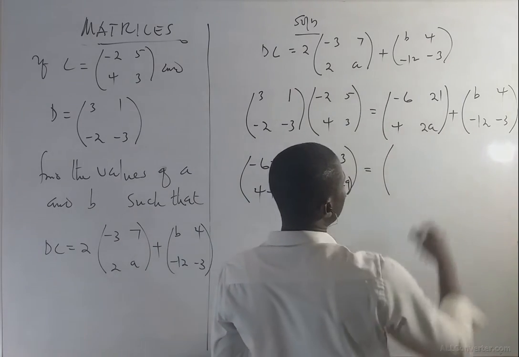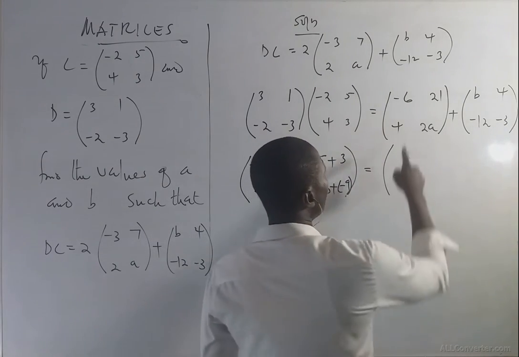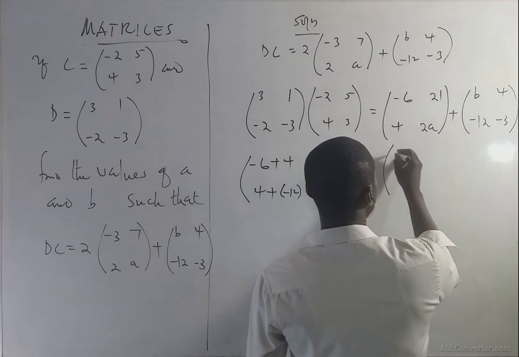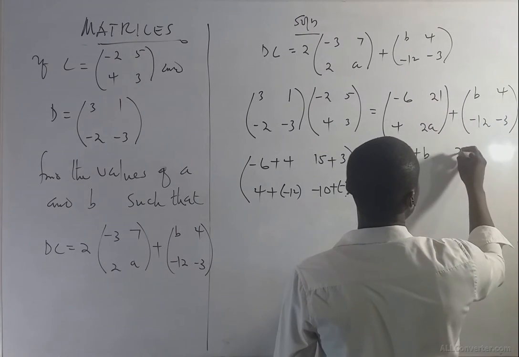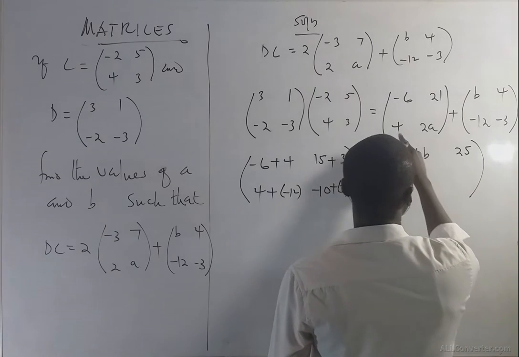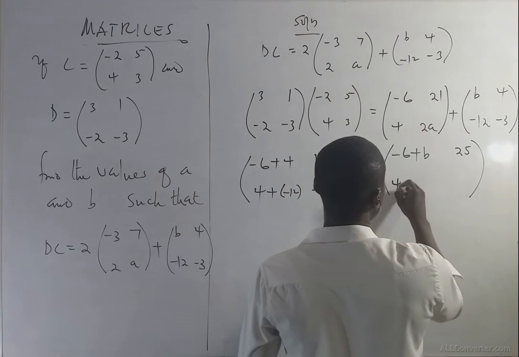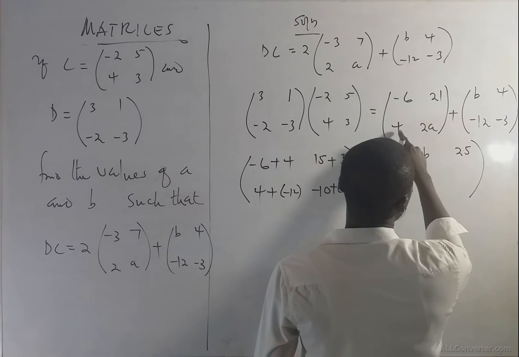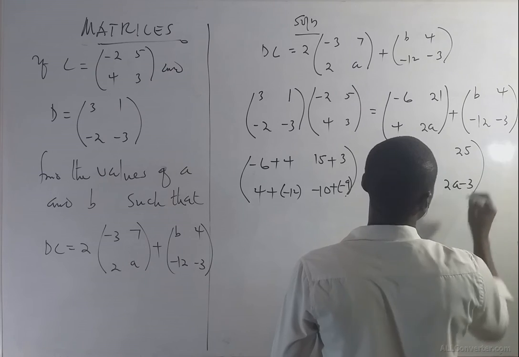This is addition of matrix, and with addition of matrices we add the corresponding entries together. So minus 6 plus b, we have minus 6 plus b, then 21 plus 4, this will give us 25, then 4 plus minus 12, so it will be 4 minus 12, then we have 2a plus minus 3, and that will be 2a minus 3.